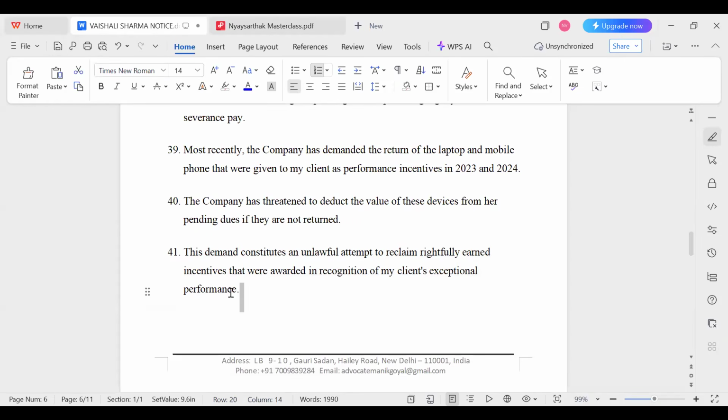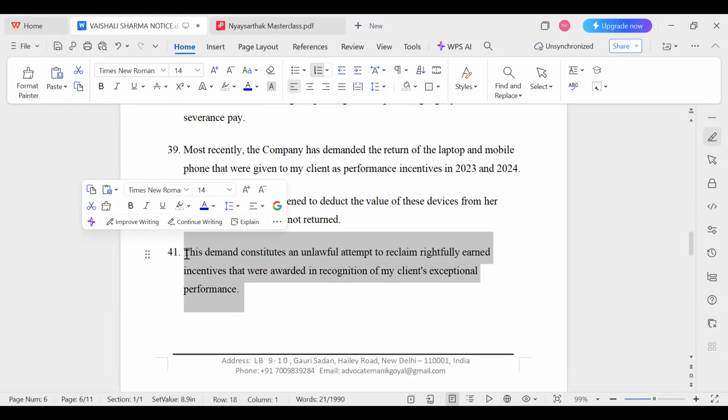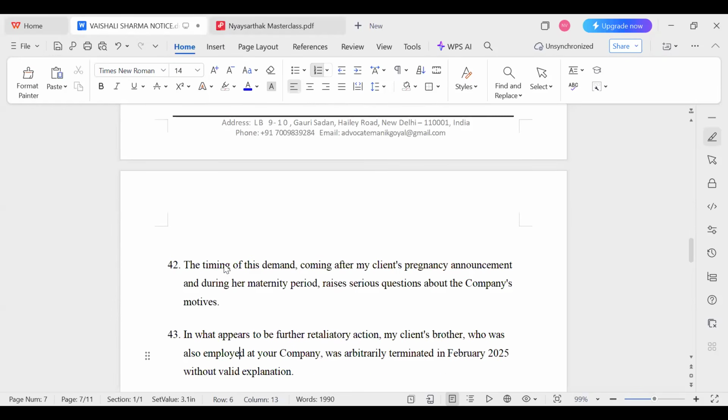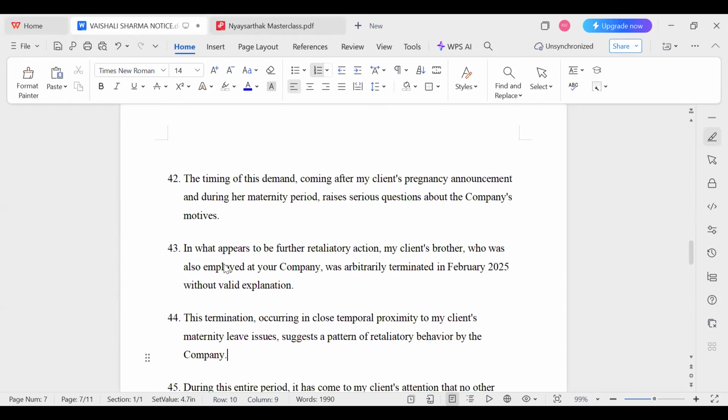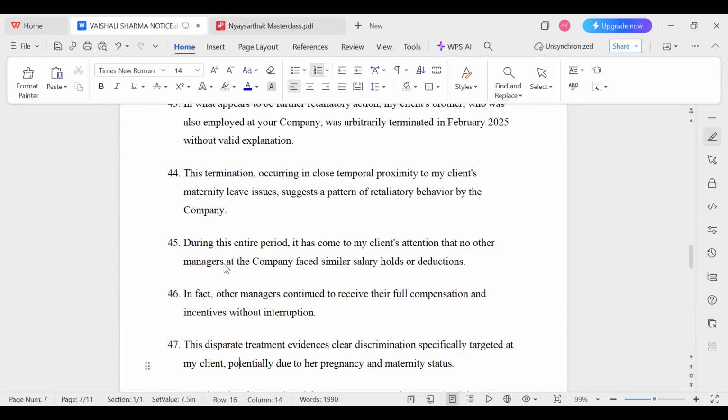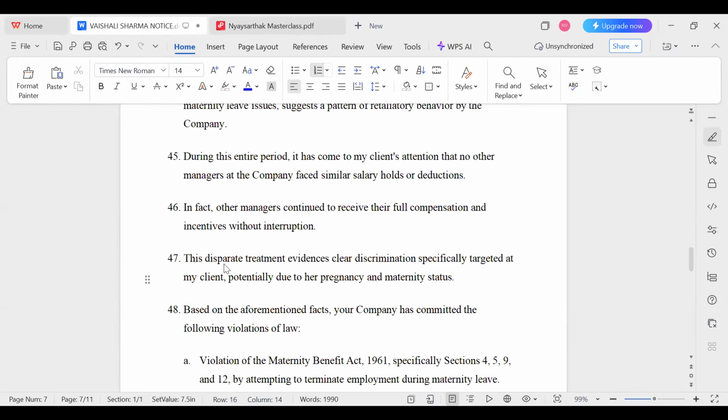So we have rebutted that this demand constitutes an unlawful attempt to reclaim rightfully earned incentives, because it was given as an incentive. If the company is claiming that it was a wrongful claim, we have rebutted that claim: my client is not liable to give that mobile and that laptop back. Then after this, we are skipping on to the next part.